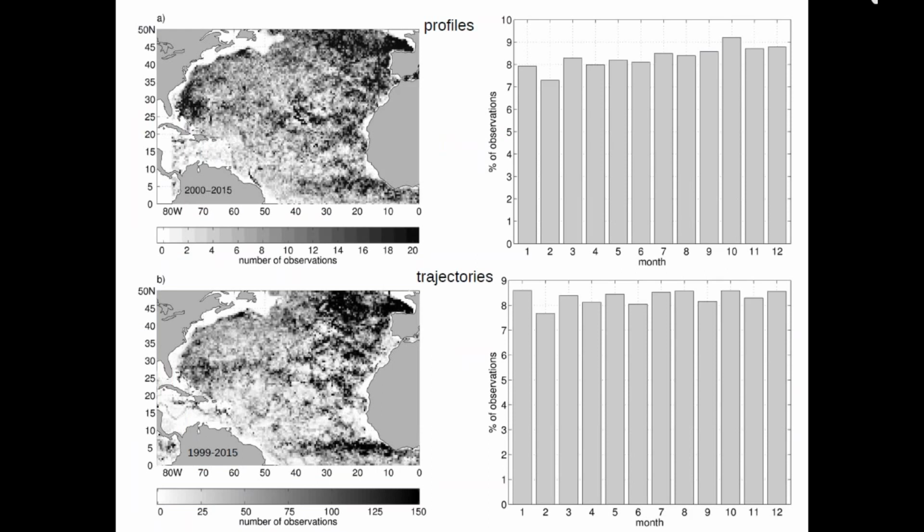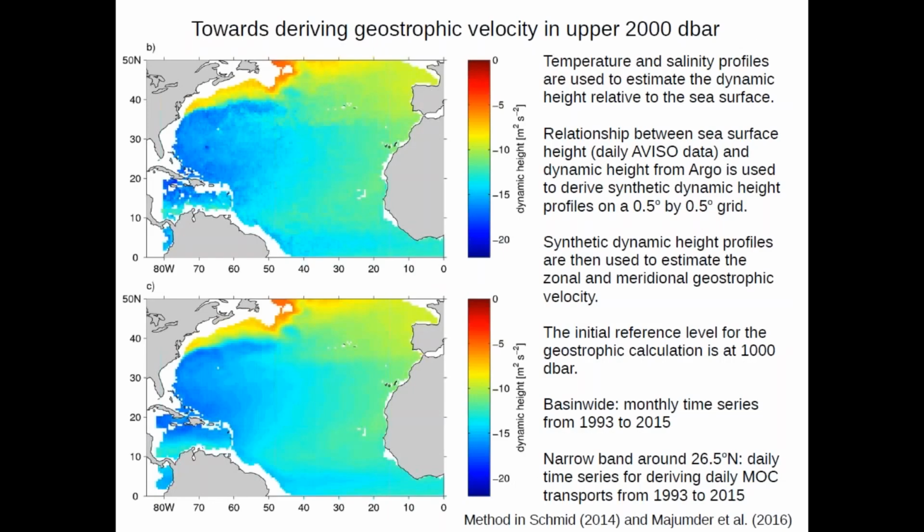So going back to the data I was using, I used the Argo profiles, which are shown here, and they're more or less evenly distributed throughout the year. So there's a little increase towards the end of the year, but I don't buy that that's significant. And the trajectories are shown below, and they're also pretty much evenly distributed over time, seasonally at least, throughout 2000 to 2015.